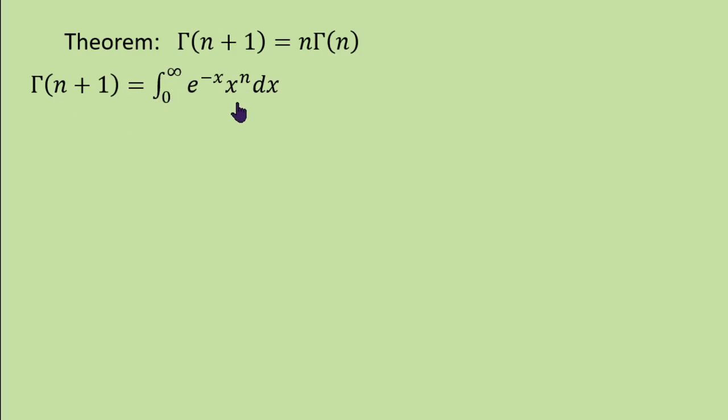Use the integration by parts. The first function is taken as x power n. First function into integral of second, that means x power n into minus e power minus x, minus integral of derivative of the first, n x power n minus 1, into integral of second, that is minus e power minus x. Take minus outside, so it becomes plus. So x power n into e power minus x integral is minus e power minus x. This integral part is over. Apply the limit 0 to infinity.